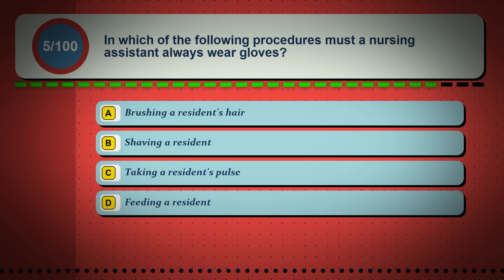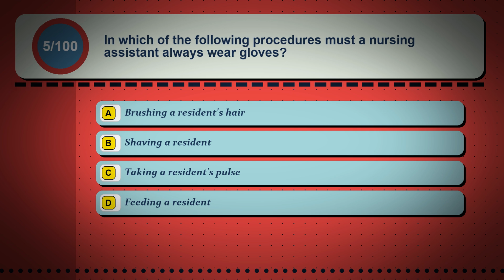Question 5. In which of the following procedures must a nursing assistant always wear gloves? Option A, brushing a resident's hair. Option B, shaving a resident. Option C, taking a resident's pulse. Option D, feeding a resident.